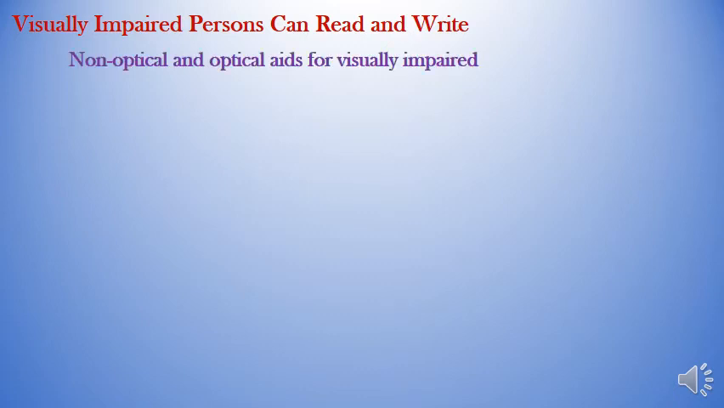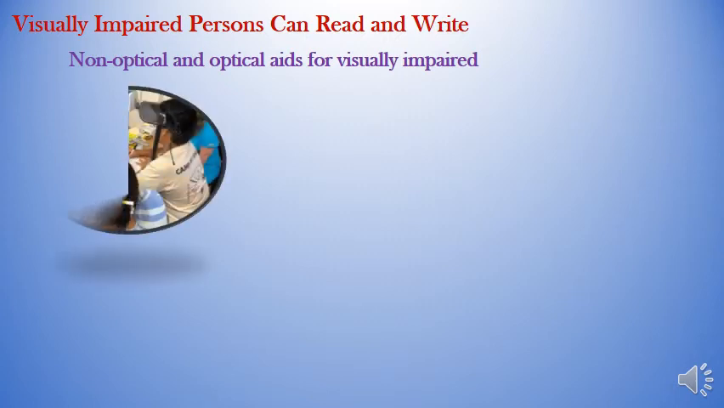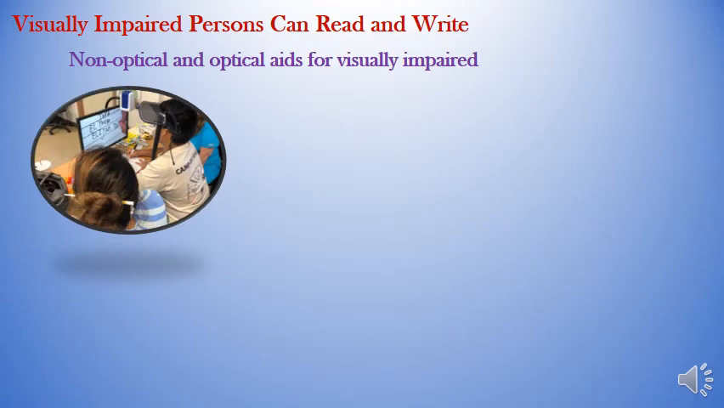So non-optical and optical aids are important for them. Non-optical aids include visual aids, tactual aids, tactual meaning they sense with the help of touch, auditory aids, meaning sense by hearing, and electronic aids. Visual aids can magnify words and can provide suitable intensity of light and material at proper distances.